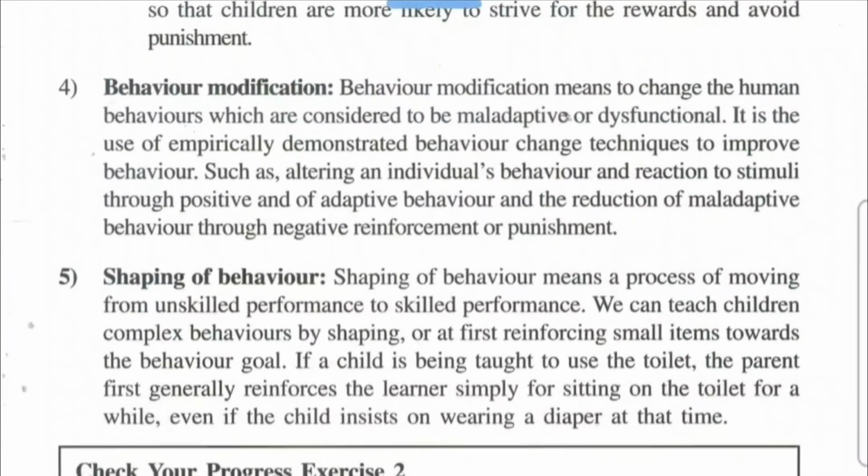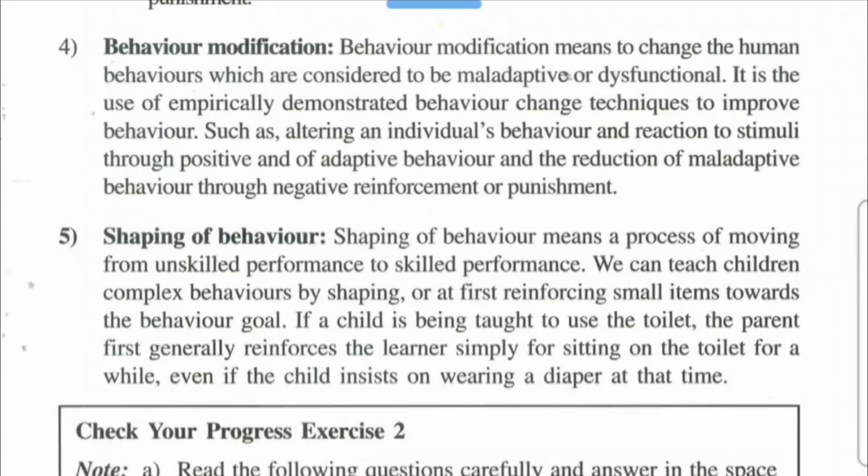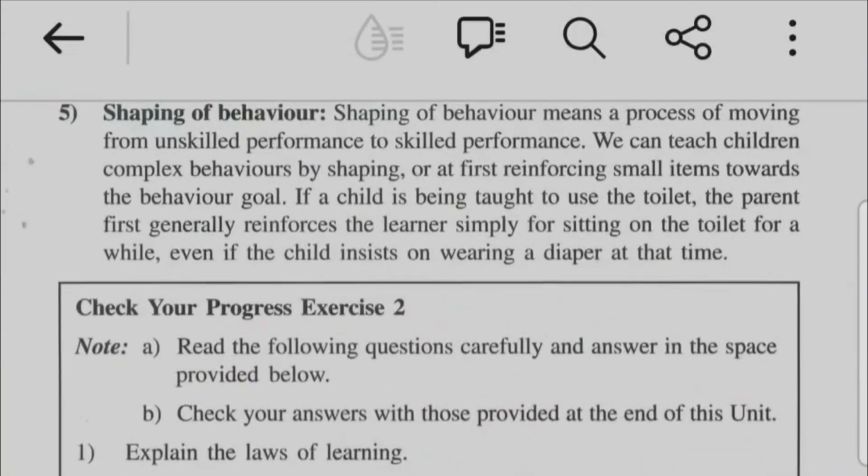4. Behavior modification. Behavior modification involves changing human behaviors considered maladaptive or dysfunctional. It uses empirically demonstrated techniques to improve behavior. Examples include reinforcing adaptive behaviors and reducing maladaptive ones through positive reinforcement, employing negative reinforcement or punishment to discourage undesirable behavior. 5. Shaping behavior. Shaping behavior is a process of moving from unskilled to skilled performance.